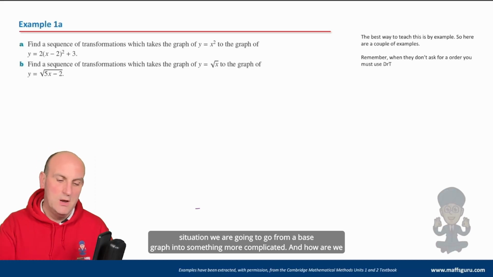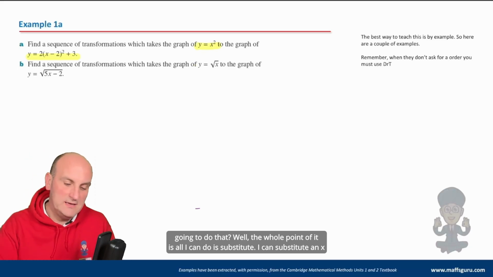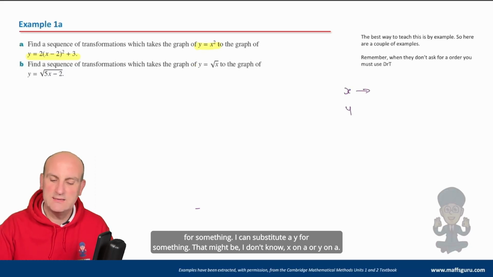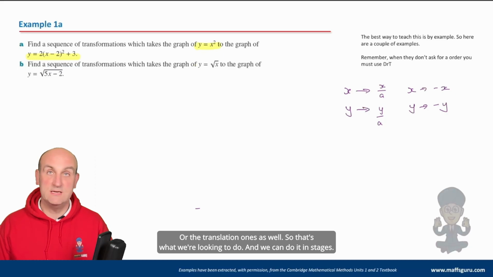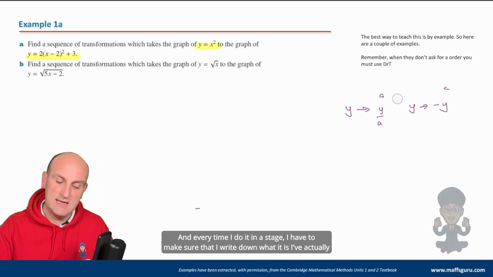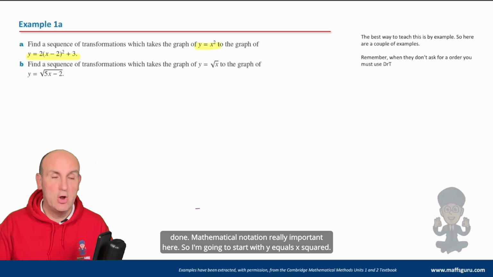In this situation, we are going to go from a base graph into something more complicated. And how are we going to do that? Well, the whole point of it is all I can do is substitute. I can substitute an x for something. I can substitute a y for something. That might be, I don't know, x on a or y on a. x could be substituted with negative x, y could be substituted with negative y, or the translation ones as well. So that's what we're looking to do, and we can do it in stages. And every time I do it in a stage, I have to make sure that I write down what it is I've actually done. Mathematical notation is really important here.